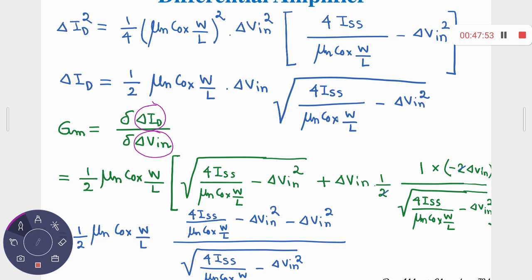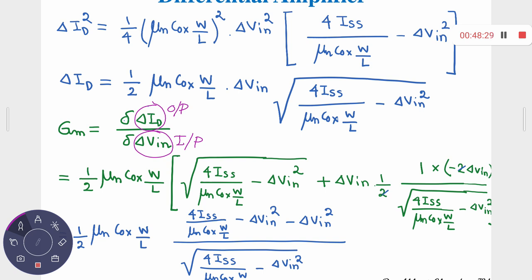For the differential pair, the input is not V1 or V2 alone. The input is V1 minus V2. The output is not ID1 or ID2 alone. The output is ID1 minus ID2. So V1 minus V2 is represented by delta V and ID1 minus ID2 is represented by delta ID. So this is your output for the differential pair, and this is your input. So del of this output upon del of this input will give you the gain, and obviously this is GM, that means the transconductance, because it is current versus voltage, output versus input.